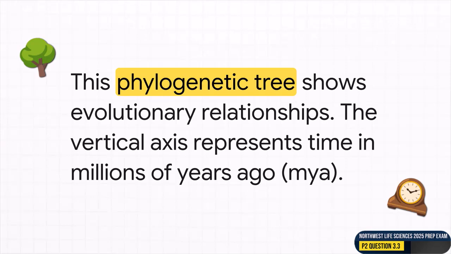That vertical axis on the left, that's just time, going back millions of years. Each of these lines is a different species. And here's the key. Every single time you see a line branch off from another one, that fork in the road, that's a common ancestor. It's the point where a new lineage split off and started its own journey.